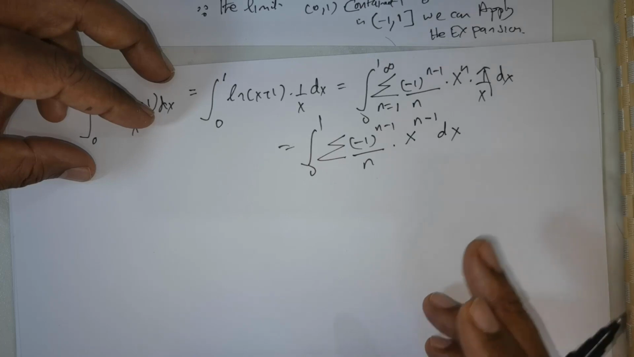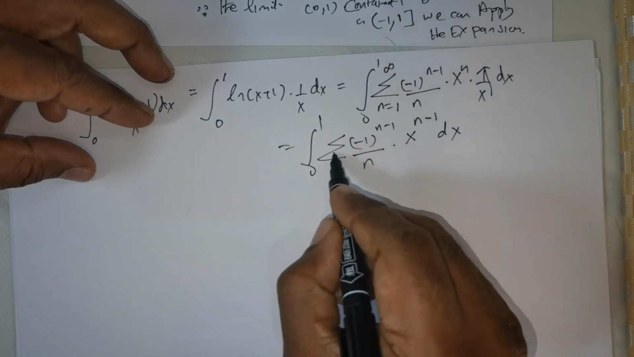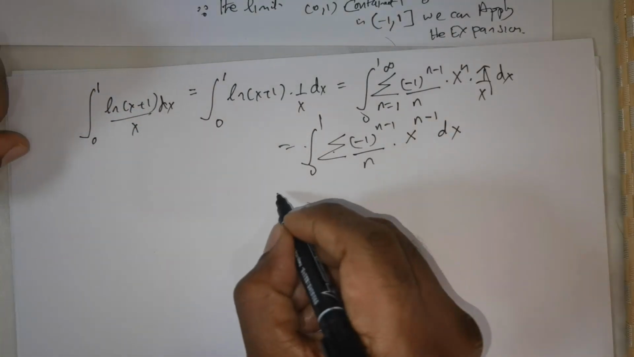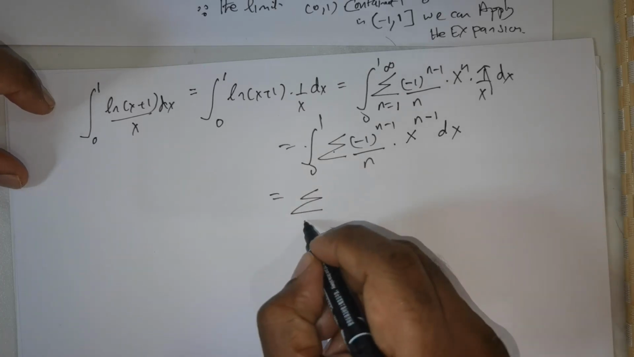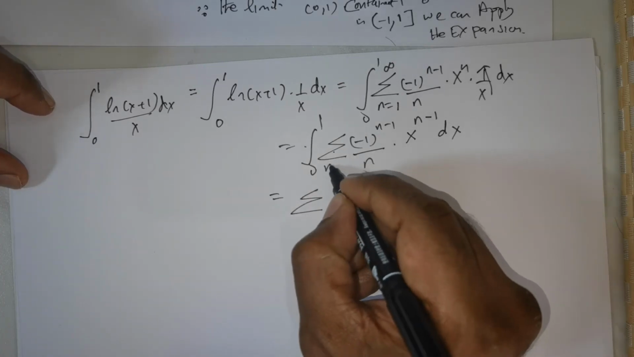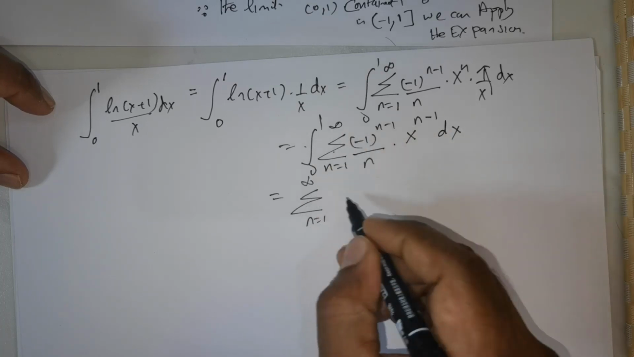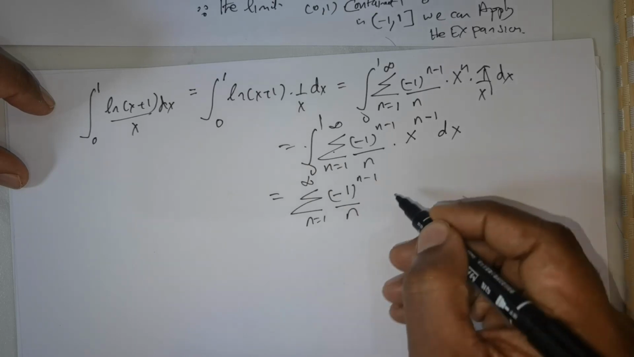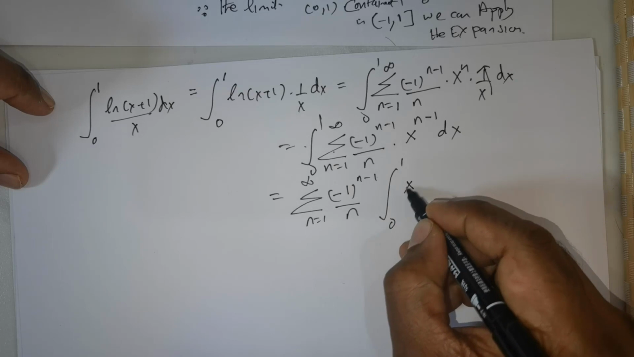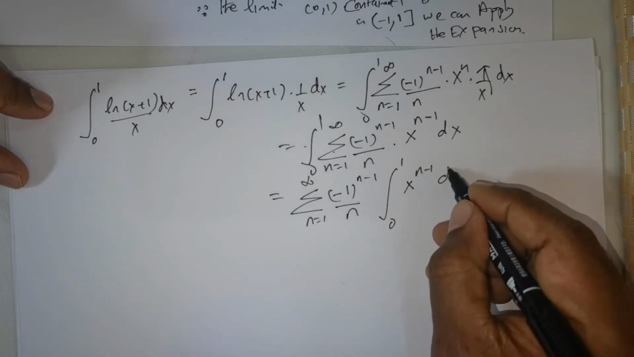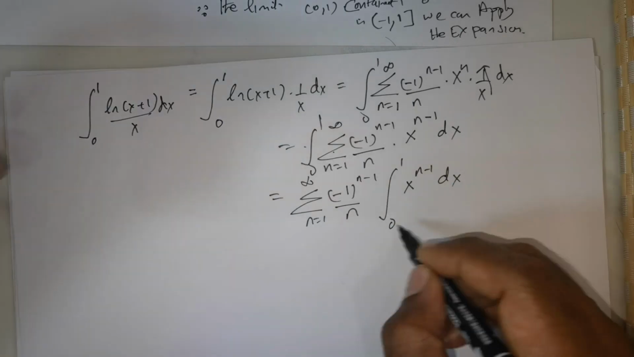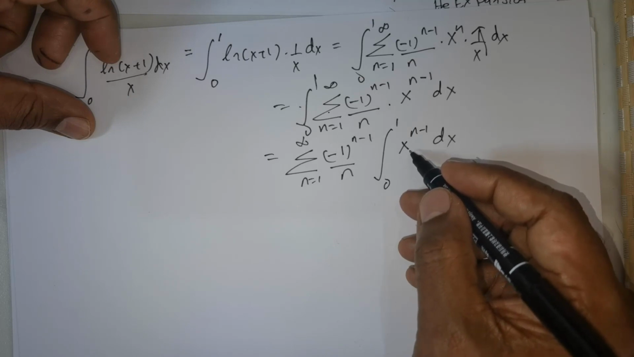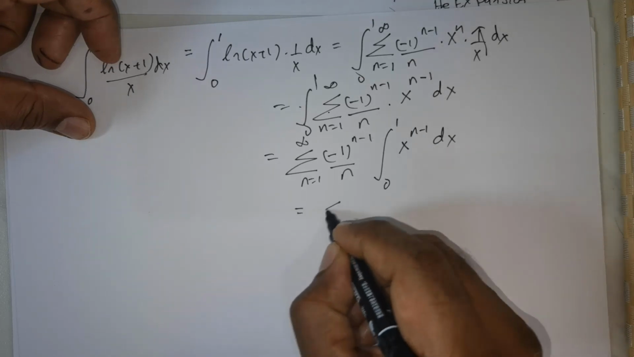Okay, fair enough. Now I can replace the sigma in the integral. Why? Because of the fact that this is continuous and bounded. Otherwise you cannot change this. So this is rewritten as sigma n equals 1 to infinity of (-1)^(n-1) divided by n times the integral from 0 to 1 of x^(n-1) times dx.